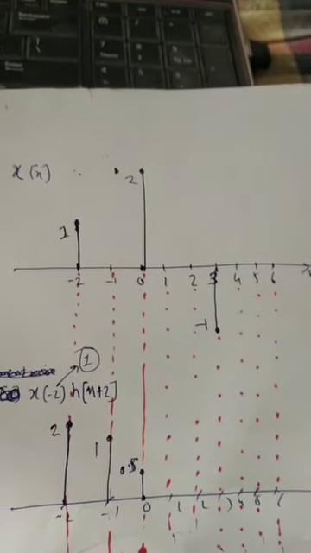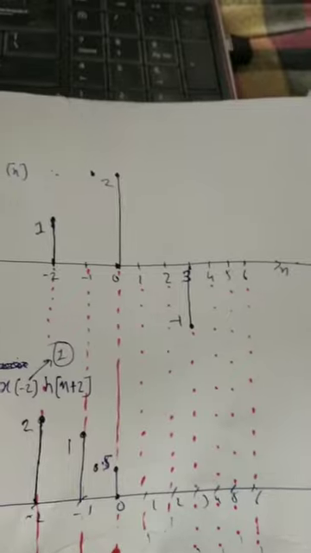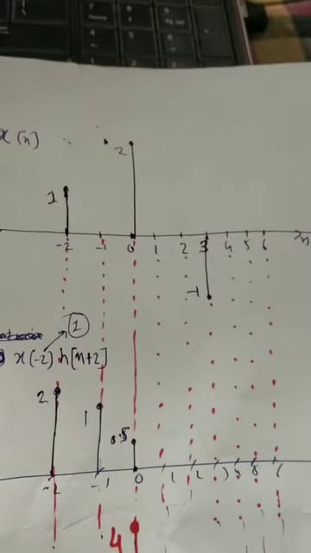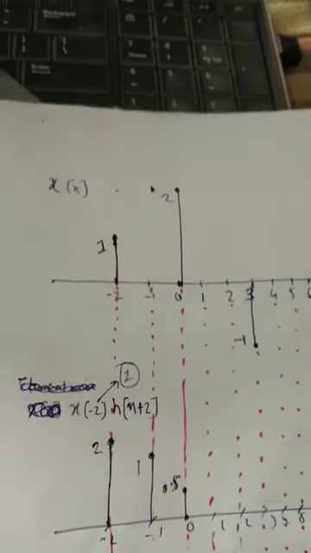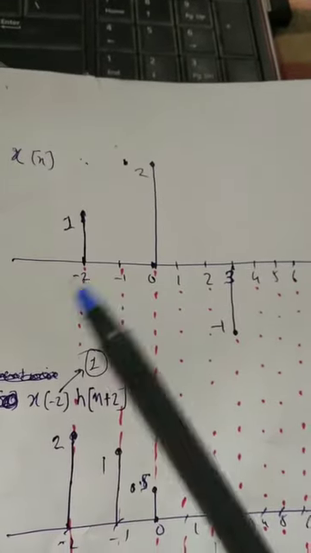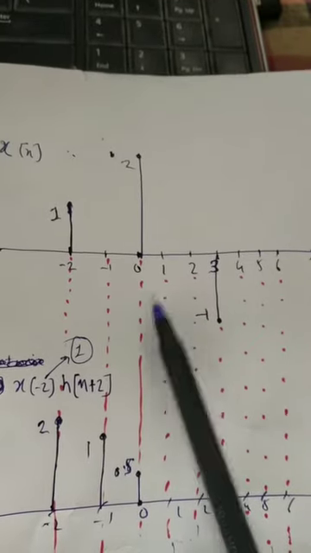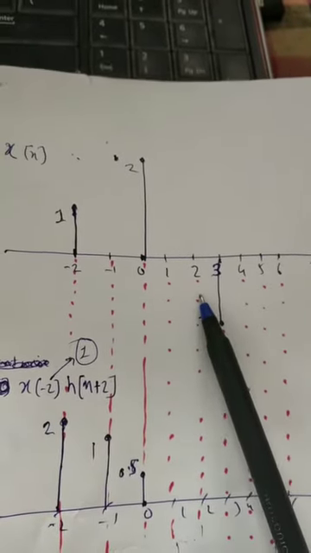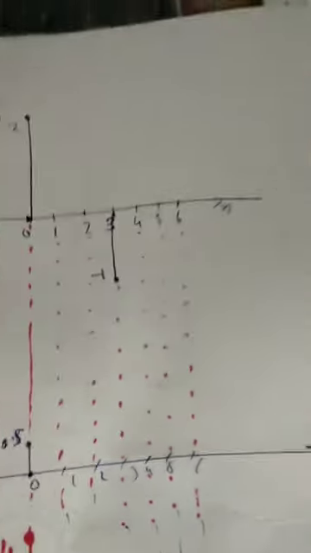Just begin with this interesting question. I just need to explain how in discrete time we do the convolution. This is x of n. We can see that x of minus 2 has value 1, x of minus 1 is 0, x of 0 is 2, for 1 and 2 it's 0, and for 3 it's going to be minus 1, and the rest is going to be 0.